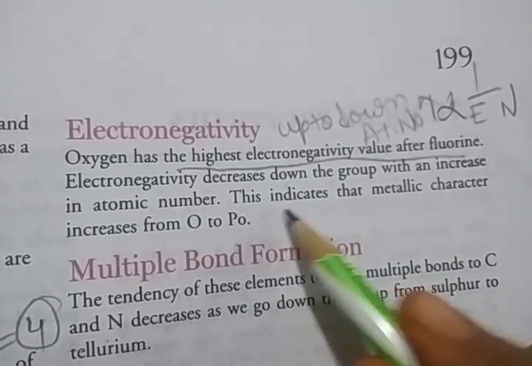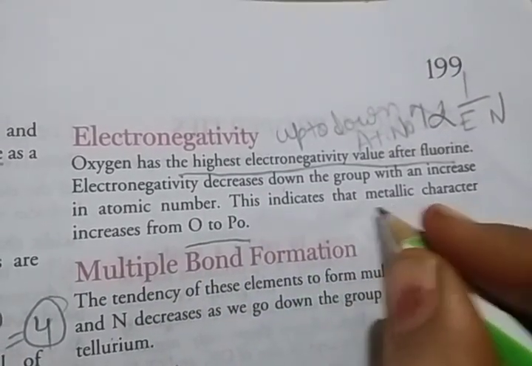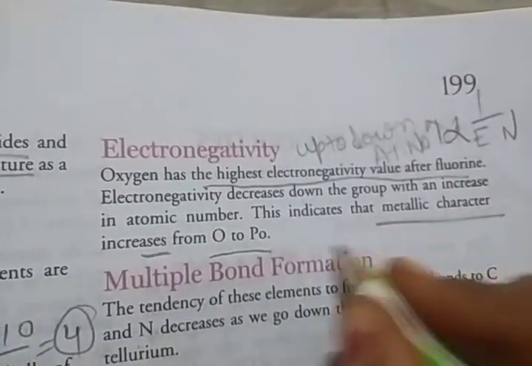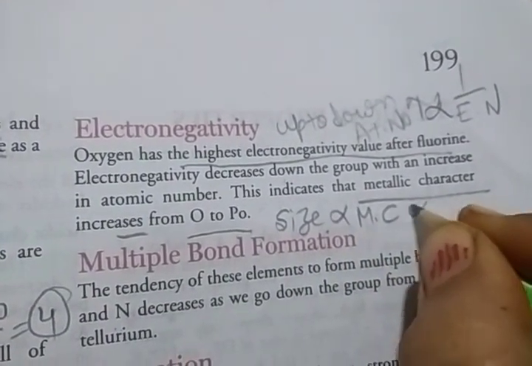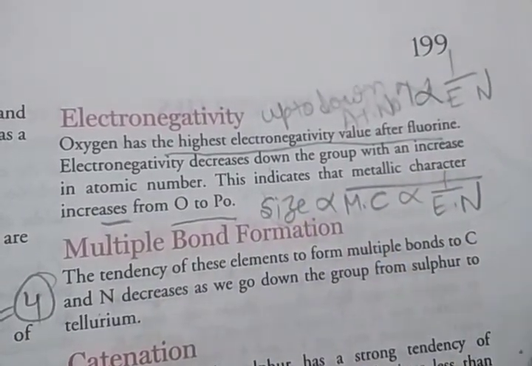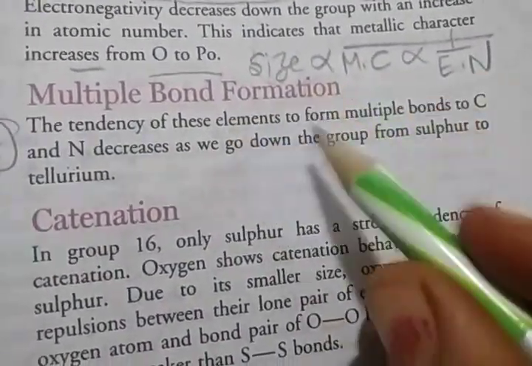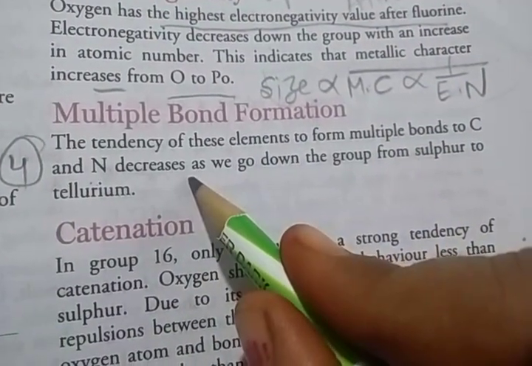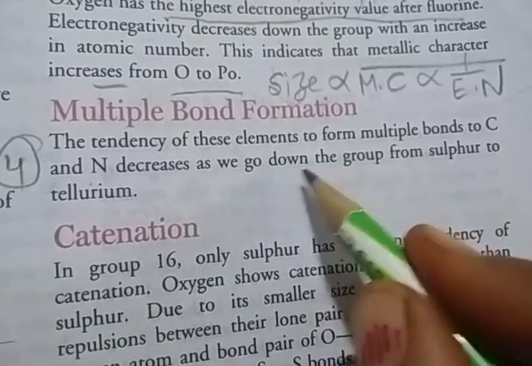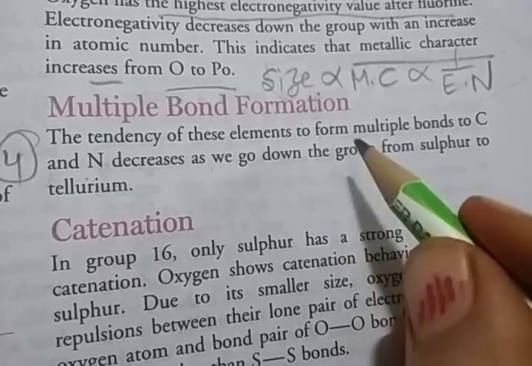So this indicates that metallic character increases from oxygen to polonium. The other reason is that metallic character also increases. So simple way: size is directly proportional to metallic character and inversely proportional to electronegativity. So you learn this only for the concept, so you can easily write it. Then multiple bond formation. The tendency of these elements to form multiple bonds with carbon and nitrogen decreases as we go down the group. So up to down, its tendency to form multiple bonds decreases.